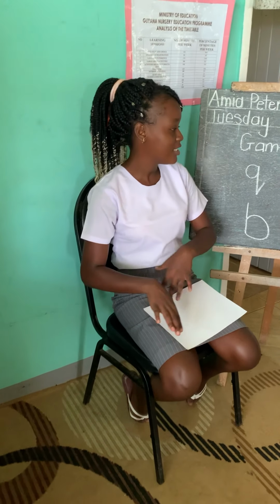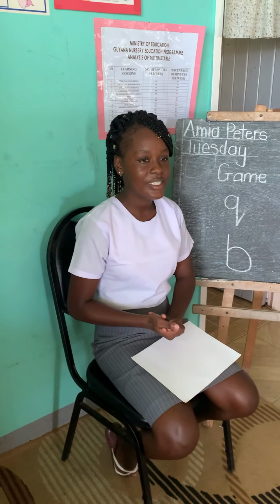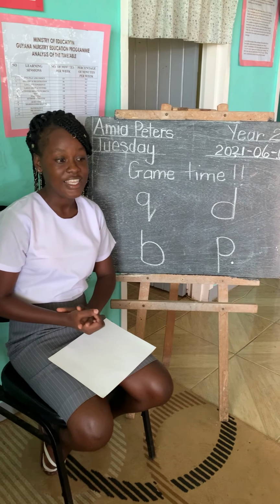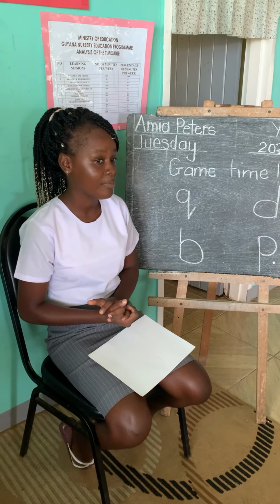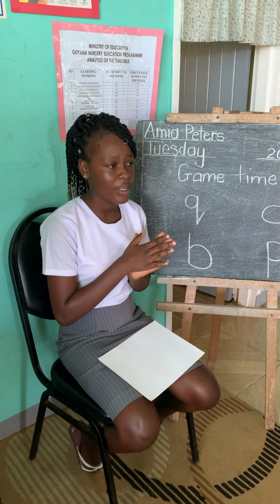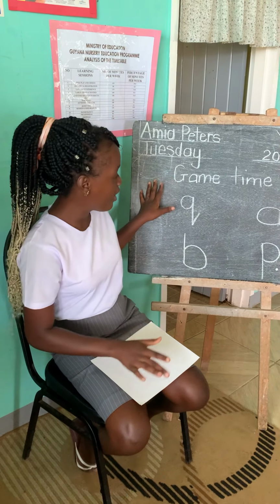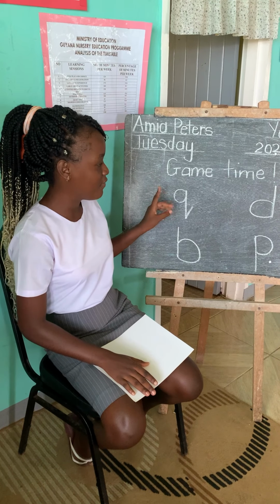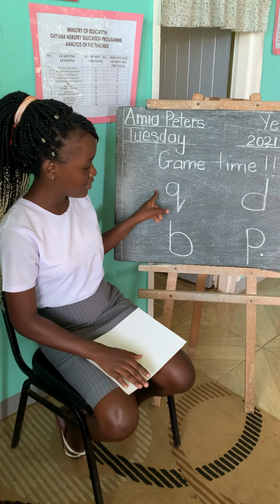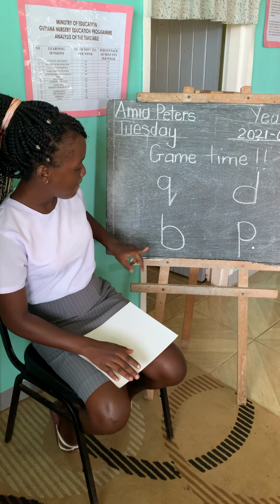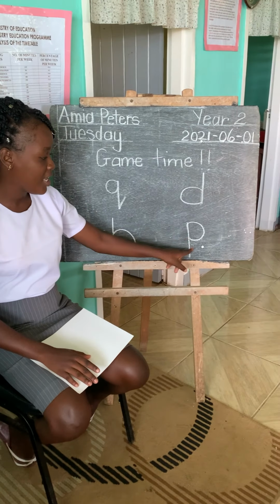So before we go into our class today, we are going to play a little game. Do you like to play games? Yes, I know that everybody would want to play a game. So I want each and every one of you to stand. Now stand. And on the board here, I have 4 letters. If you look on the board, these letters are Q, the letter D, the letter B, and the letter P.